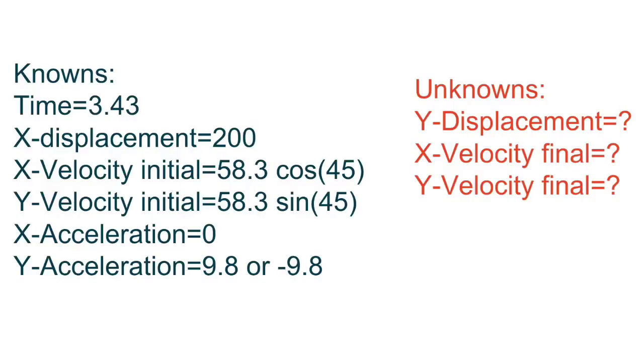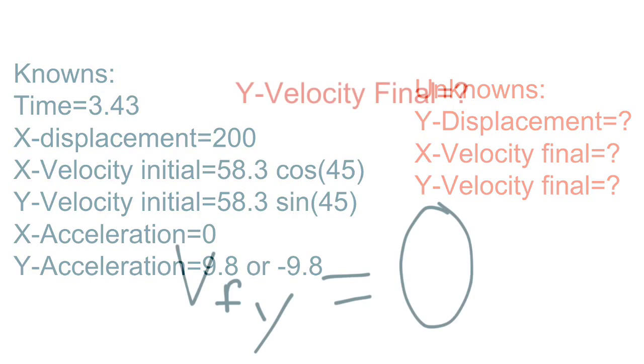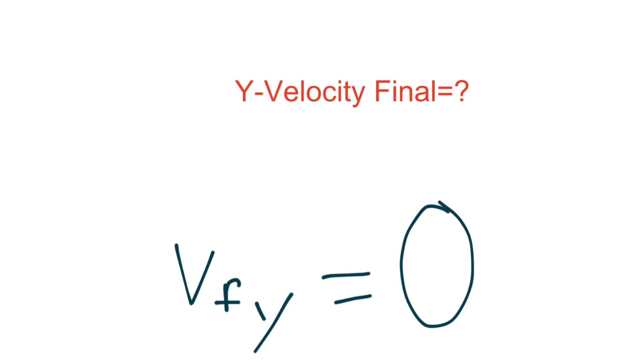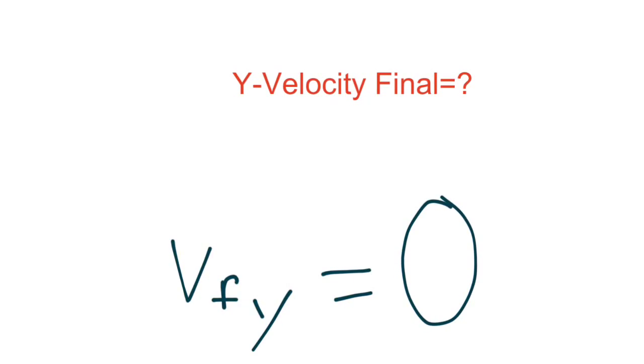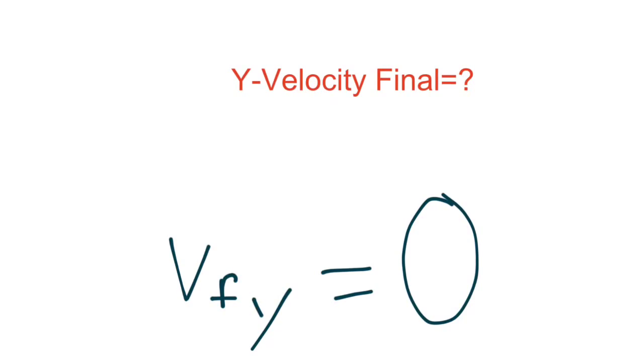Using the knowns that we have, we can plug them into equations and solve for all three of these. The first one we're going to solve for is the final velocity in the y direction. This is actually really easy because the final velocity in the y direction is just 0, because it's like a parabola, projectile motion, both sides offset.